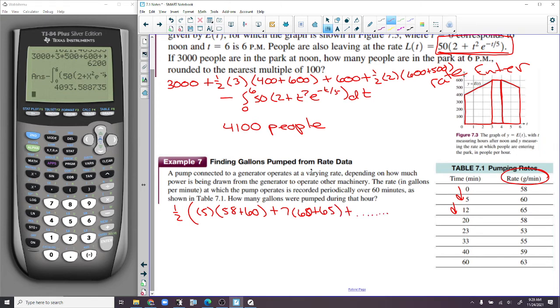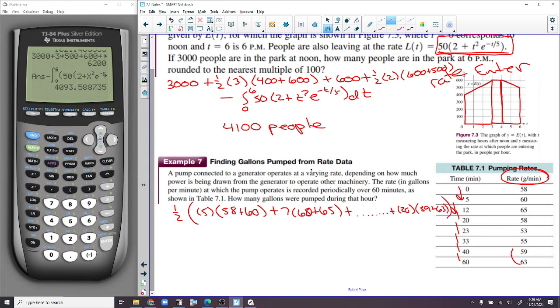The next height is 8. The next height is 3. The next height is 10. The next height is 7. The last height is actually 20. And then we have 59 and 63. 59 plus 63 for the two bases.